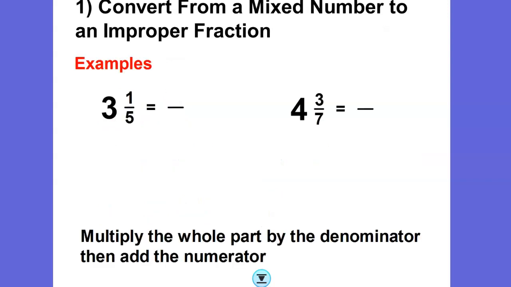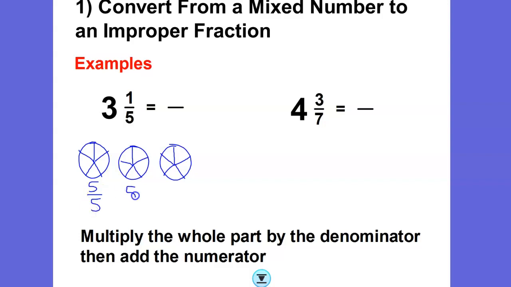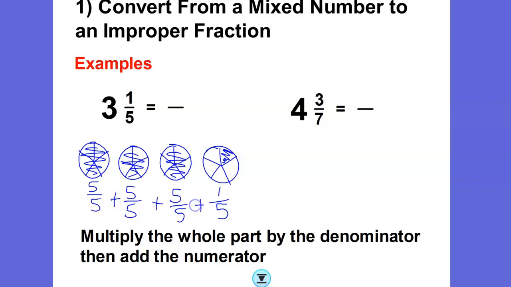Let's do some examples of that. So here we go, 3 and 1/5. Well, I could draw that out. I could draw 3 whole ones, split them into fifths. Fifths are kind of difficult, but there we go. There's fifths, there's fifths, and there's fifths. So I've got 3 of those. That's 5/5, 5/5, 5/5, and then I've got one more. So I've got 3 whole ones and 1/5. 5/5 plus 5/5 plus 5/5 plus 1/5 is 16/5.